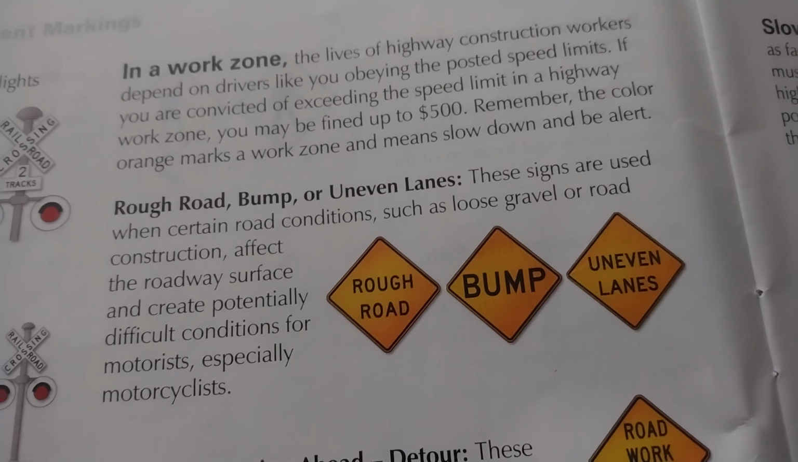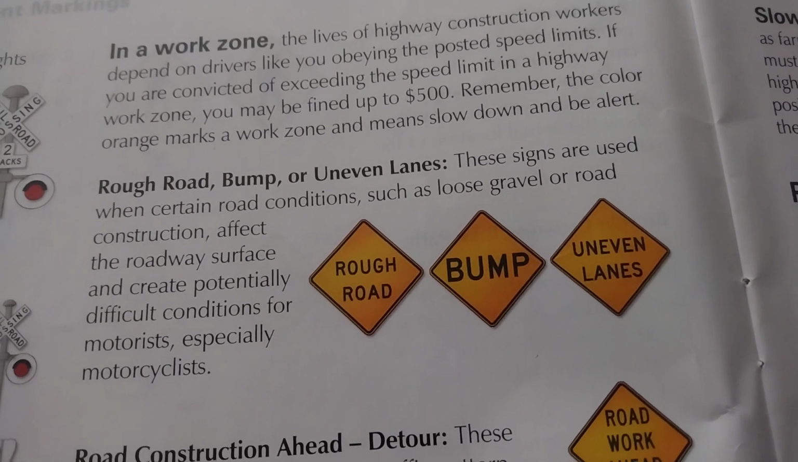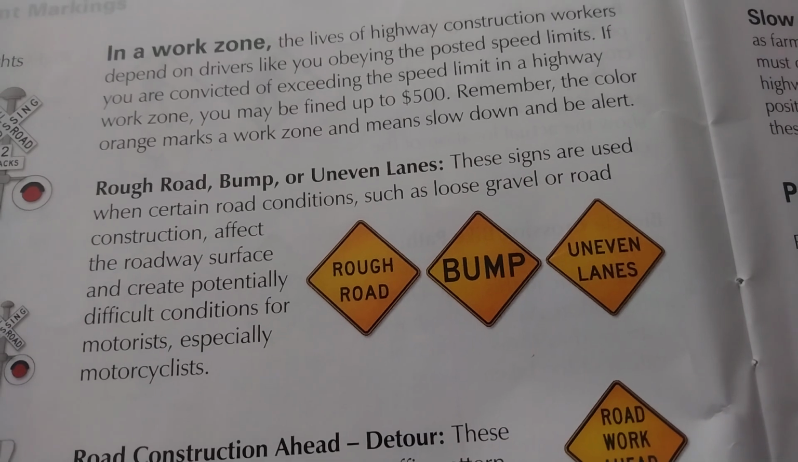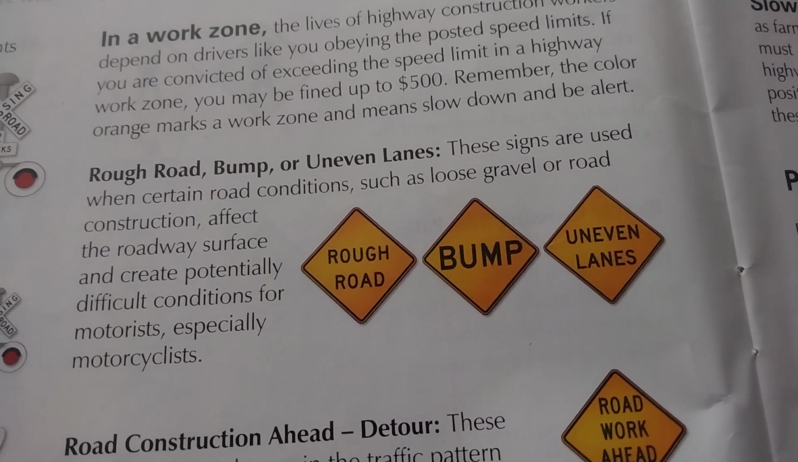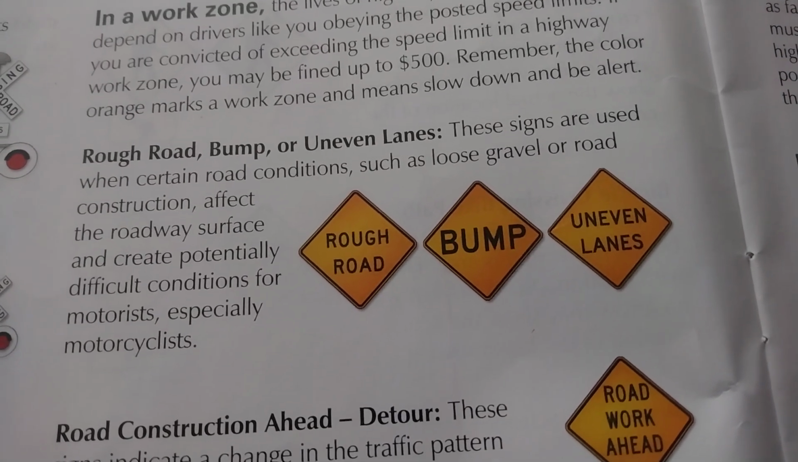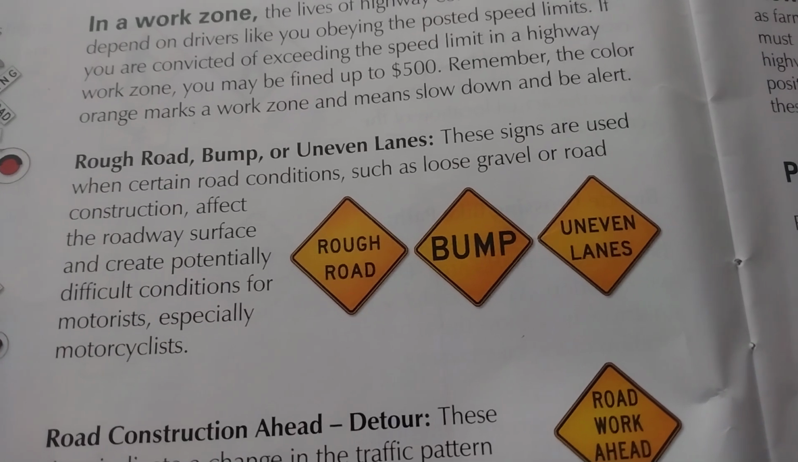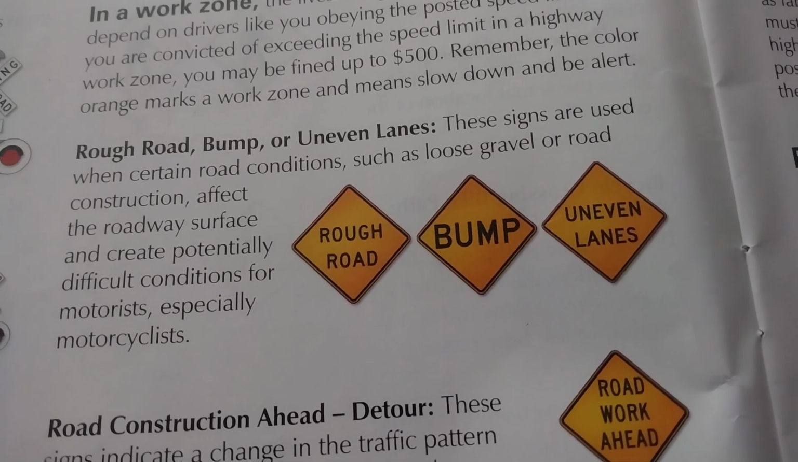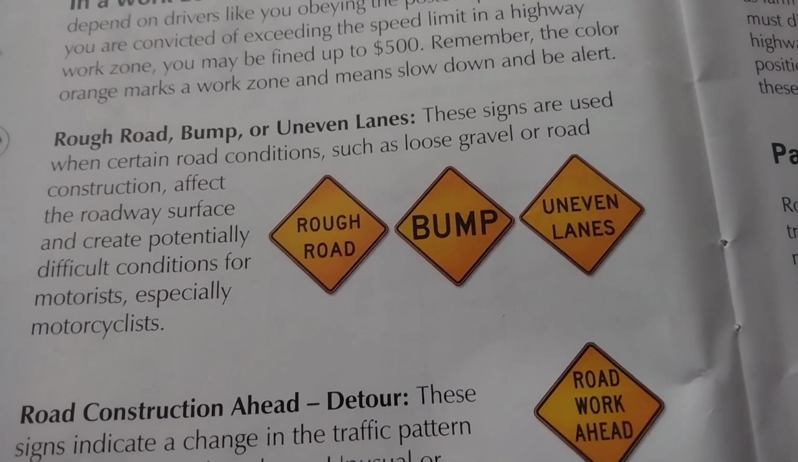In a work zone, the lives of highway construction workers depend on drivers like you obeying the posted speed limits. If you are convicted of exceeding the speed limit in a highway work zone, you may be fined up to $500. Remember, the color orange marks a work zone and means slow down and be alert.